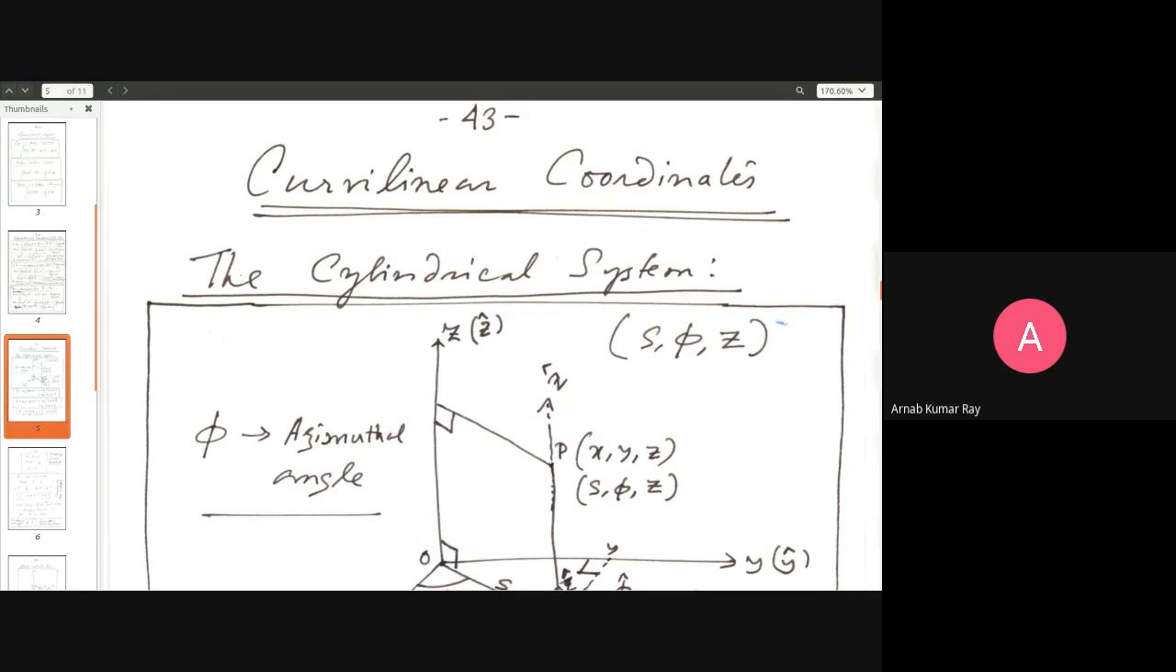One is the cylindrical coordinate system, and the other is the spherical polar coordinate system. The cylindrical coordinate system is the easier of the two to understand. Therefore, we shall start with that.